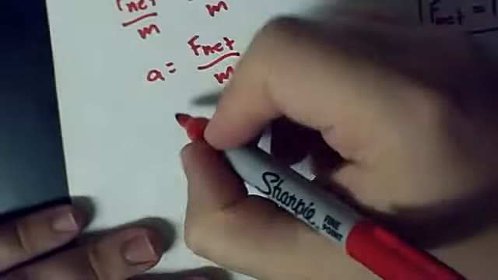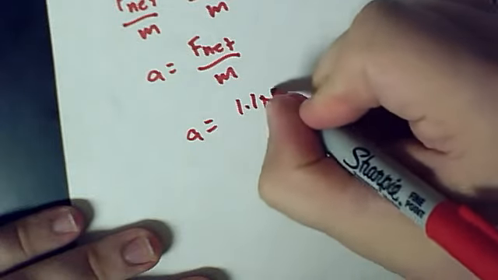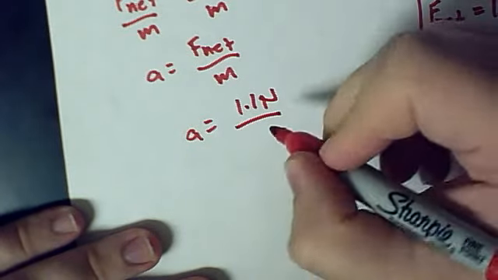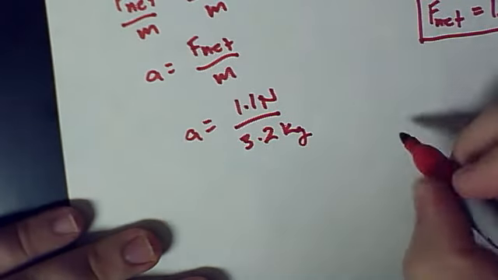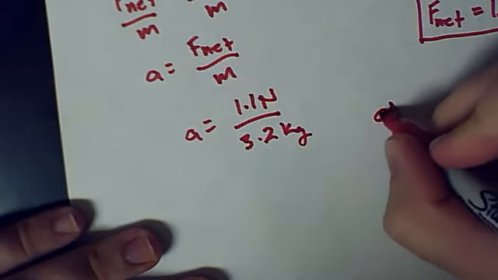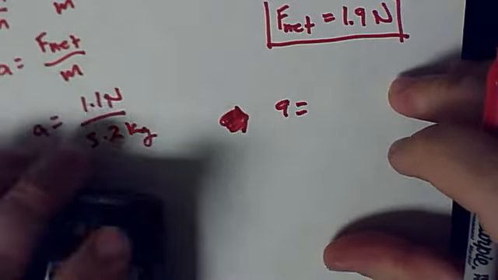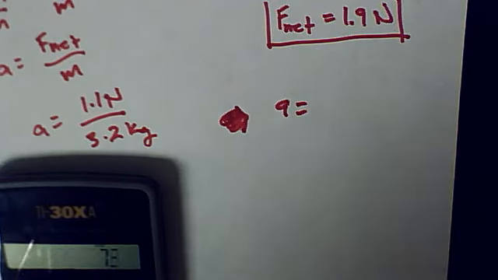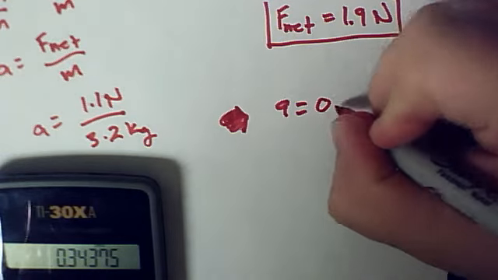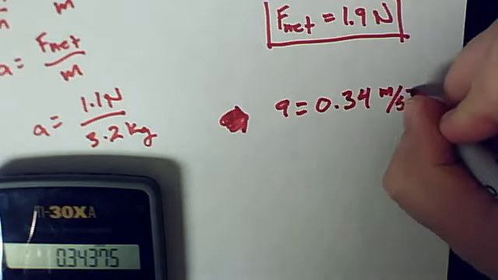So my net force is 1.9 newtons. I'm going to divide that by 3.2 kilograms to get an acceleration of 1.9 divided by 3.2, 0.59 meters per second squared.